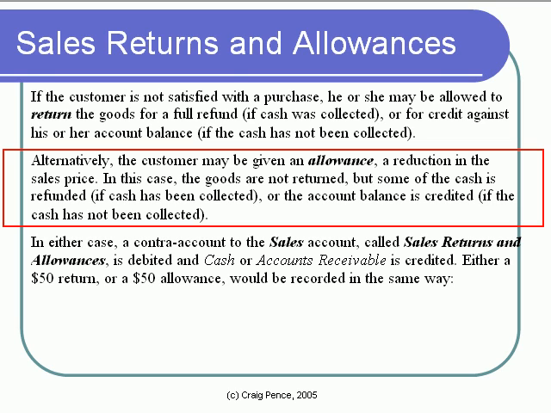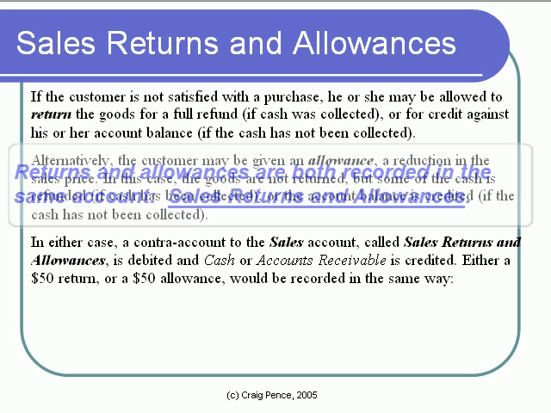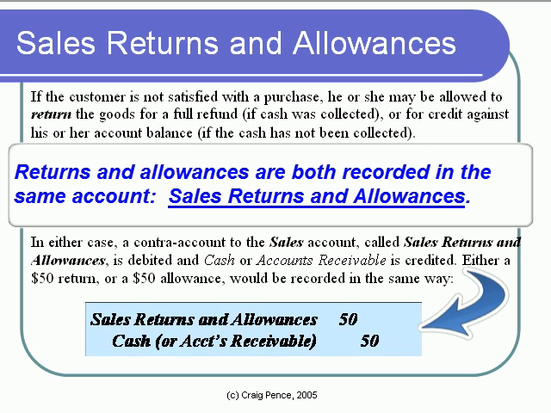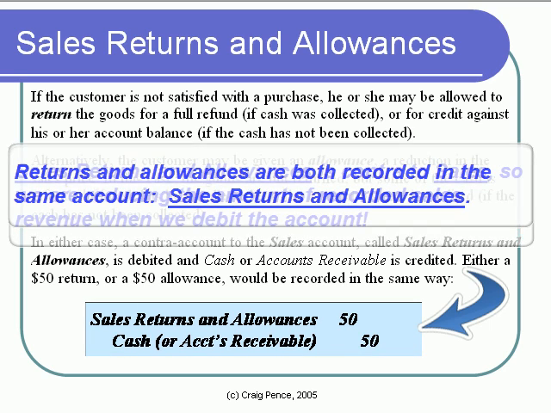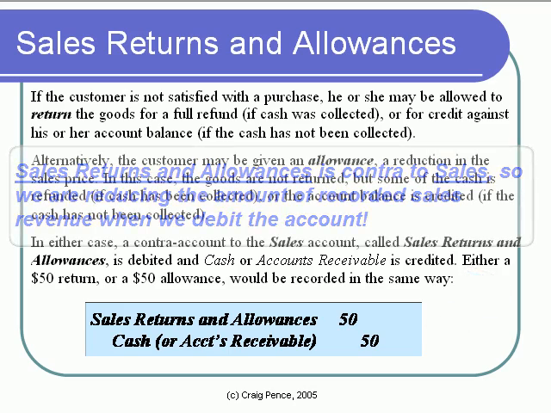Both sales returns and sales allowances are recorded in the same account, called sales returns and allowances. This account is debited and cash or accounts receivable is credited to record a return or an allowance. Sales returns and allowances is contra to the sales account. We'll examine it in detail in just a minute.